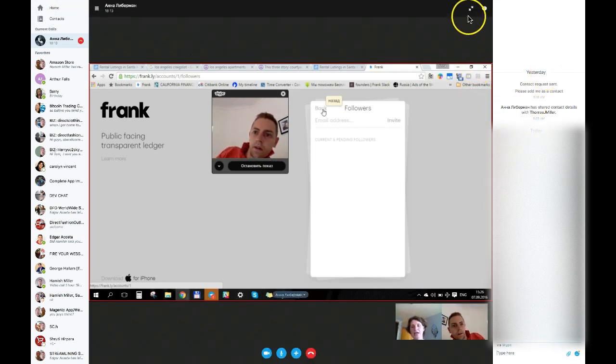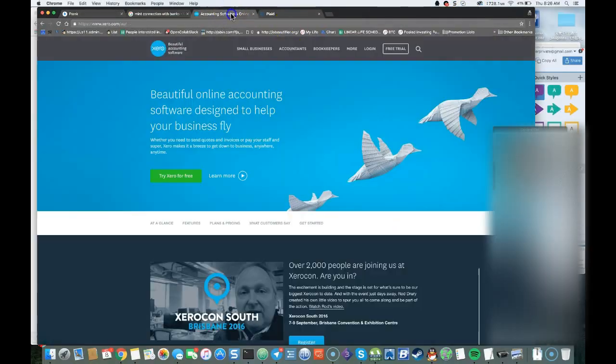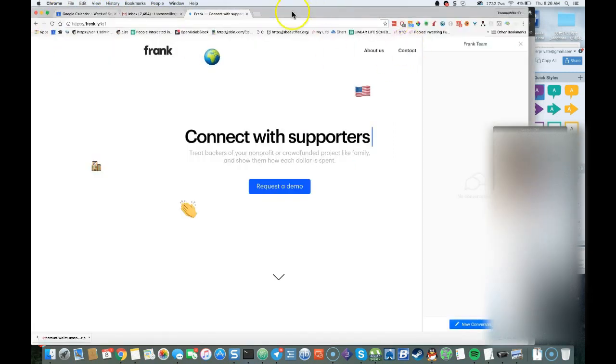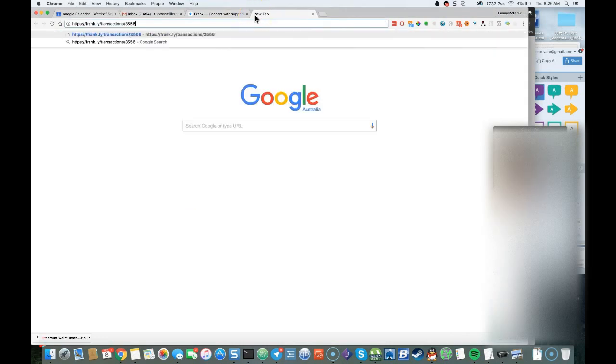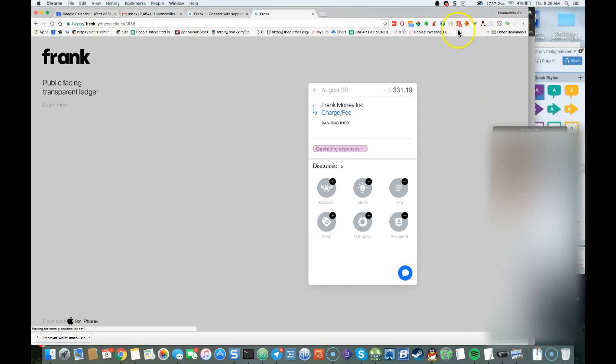For example, currently, when you're looking at the account, you see that we have an overview where you can see a pie chart and all our expenses divided by different categories, so that our supporters, our investors, anybody can see the structure of our expenses.